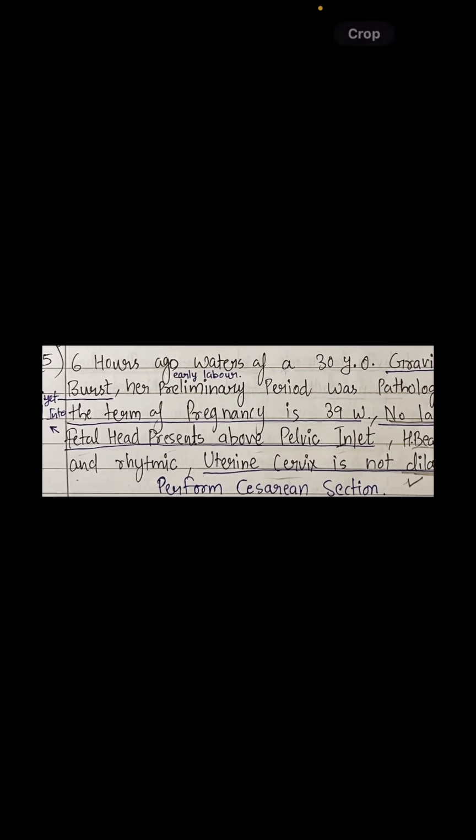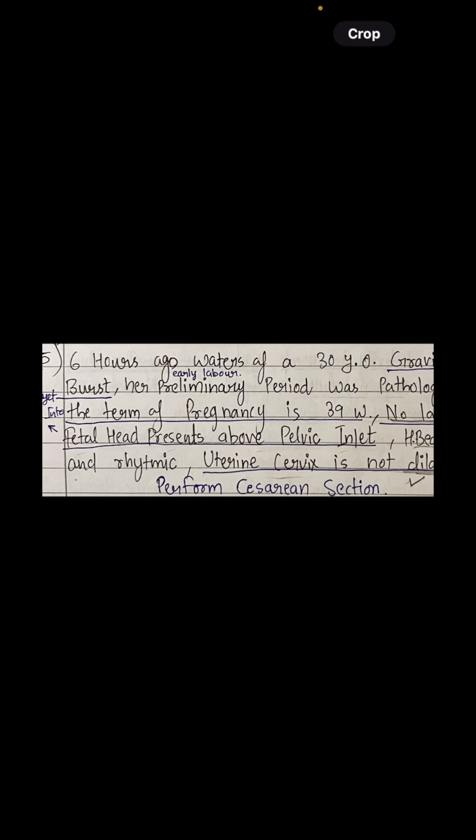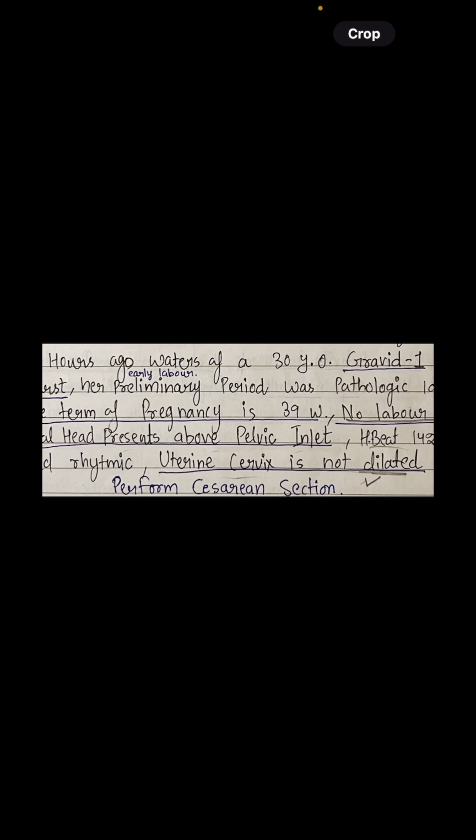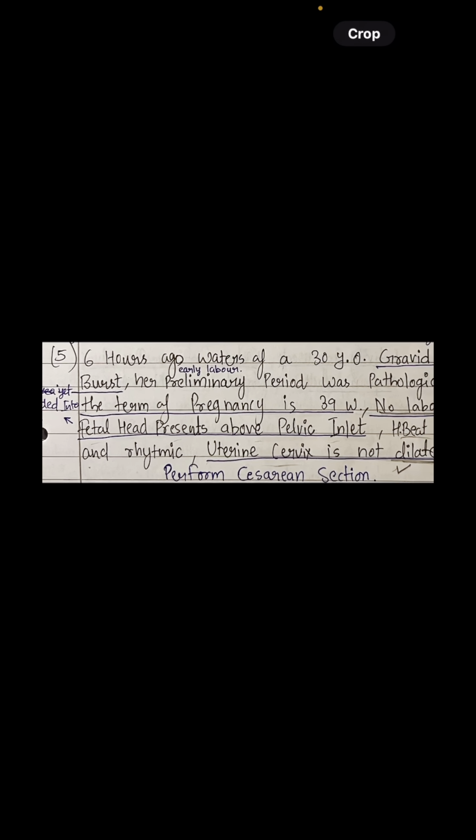So next patient is a 30-year-old, gravida 1 para 0, whose water broke 6 hours ago. Her early labor was pathologic, lasted for 2 days. The term pregnancy is 39 weeks. 39 is enough for the delivery.